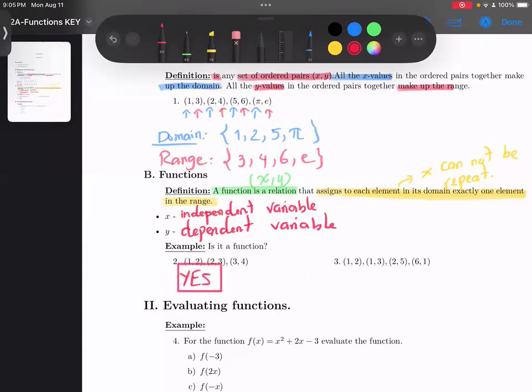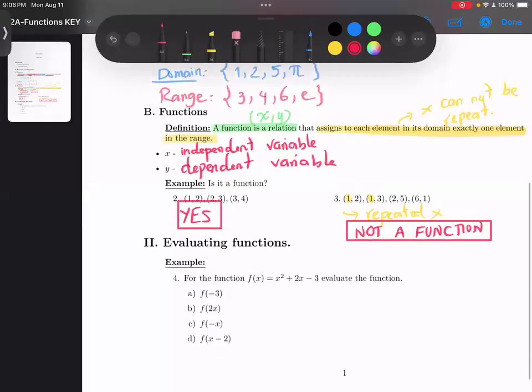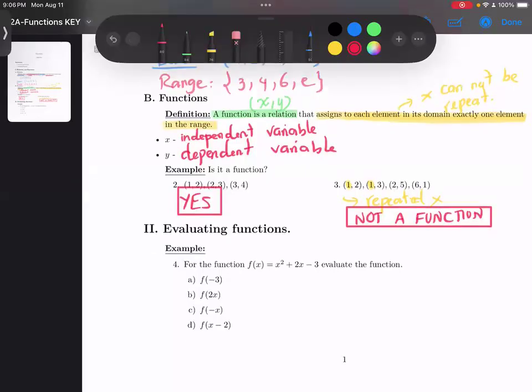What about this one? No, there's a repeated x here, and here, and there. Bad news. You say repeated x. Not a function. Use red. Not a function. Okay, all right, that's all it is. So remember, a function is an ordered pair (x, y) where x cannot be repeated. That's all. Let's evaluate some functions.